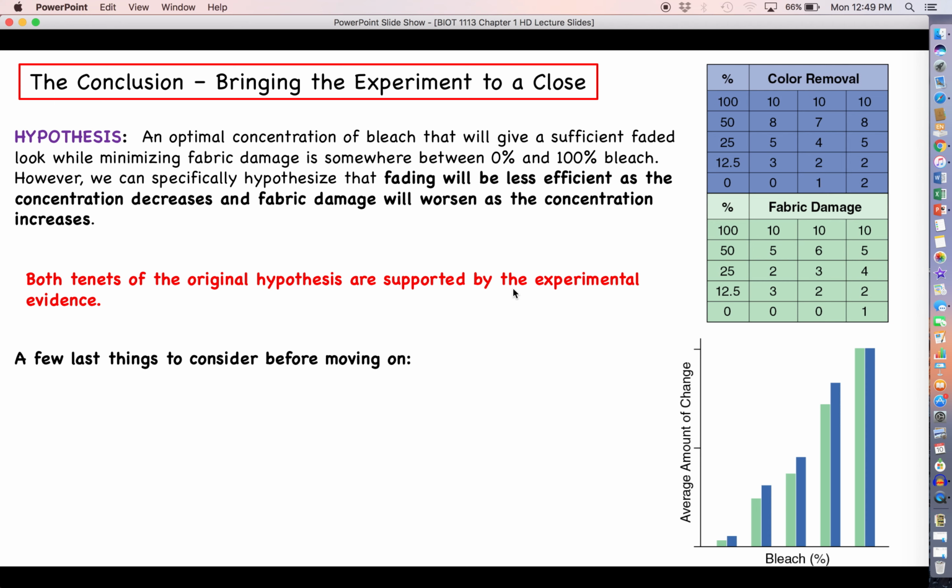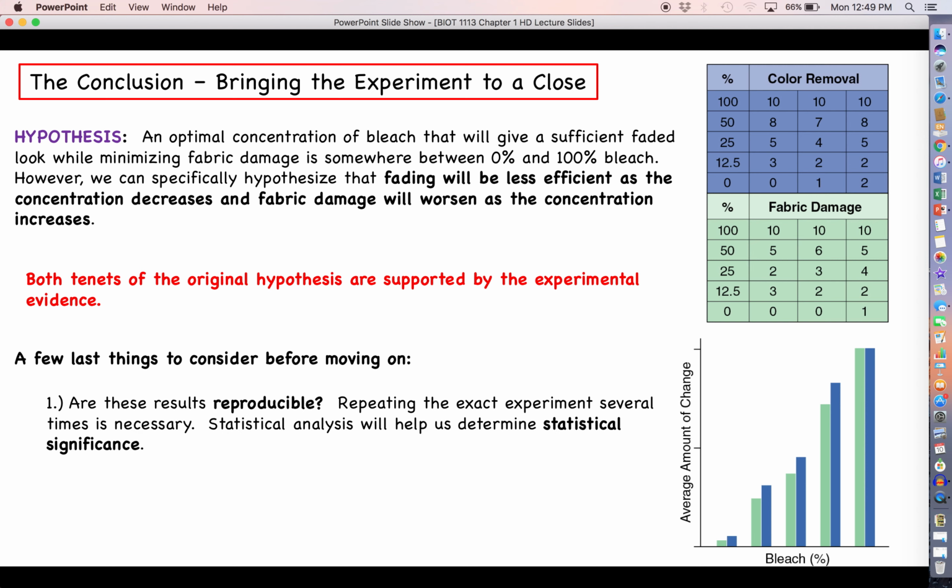So, a last few things to consider before we move on. Once again, are these results reproducible? You have to show that the results of your experiment can be repeated again and again and again. Usually somewhere between 3 and 5 times is the standard operating procedure. This is why it is so important to record your experiment in very nice detail in your notebook, so that you can repeat the experiment exactly as it was the first time, and do each experiment exactly the way it was done before.